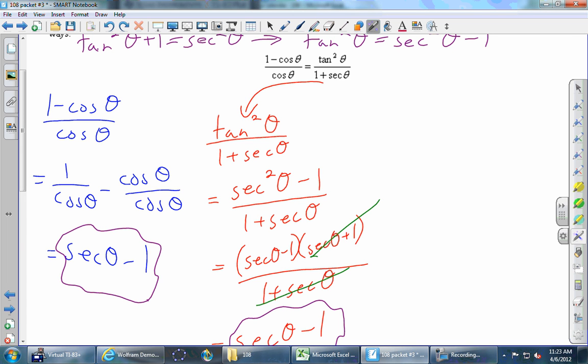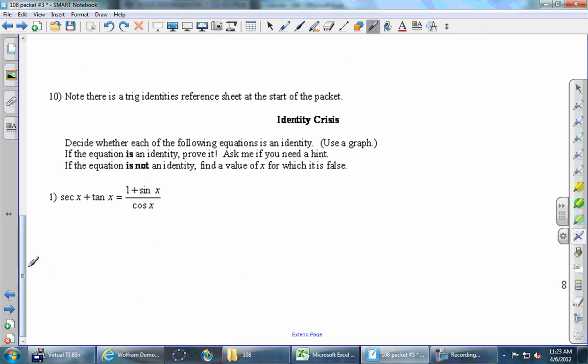So we have 26 minutes, 27. There are a bunch of identities for you guys to try down here at the bottom. So what you're going to do is decide whether it's an identity by graphing both sides. And if it is, then you're going to prove it. If it's not, and you're really hoping it's not, because it's so much easier for you, all you have to do is find me a value of x that shows that they're not equal. Okay? So talk with each other, and I'll walk around.